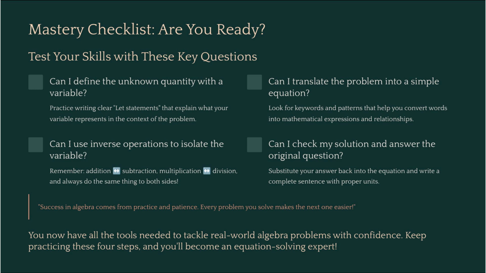You've now mastered the 4-step process for solving real-world problems. Always remember to define your variable, write the equation by matching the total, use inverse operations to find the solution, and check your answer to make sure the original statement is true. These skills are the foundation for solving any math problem you encounter.